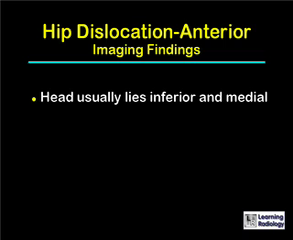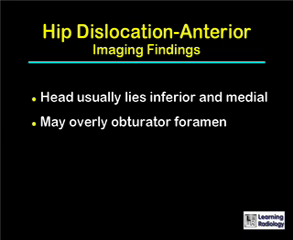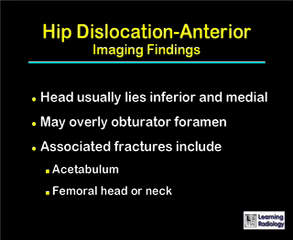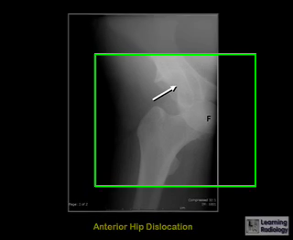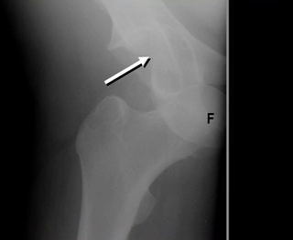The head usually comes to lie inferior and medial to the normal acetabulum. It may overlie the obturator foramen, and anterior dislocations can be associated with fractures, including fractures of the acetabulum, the femoral head, or neck. This is an example of an anterior hip dislocation.